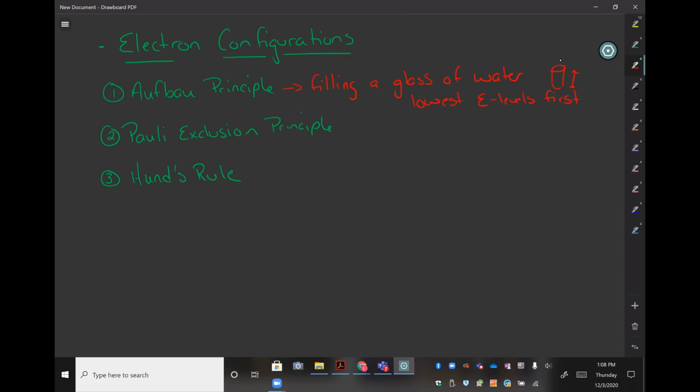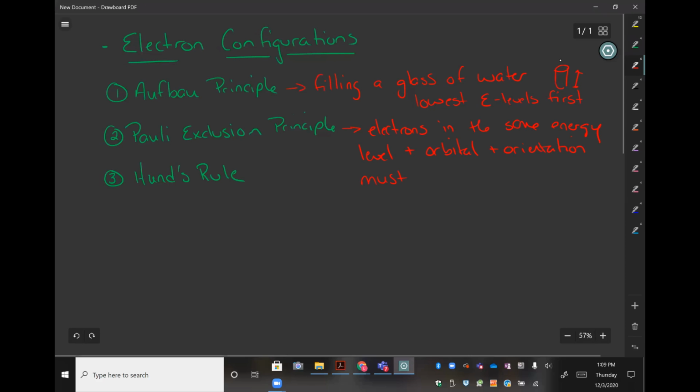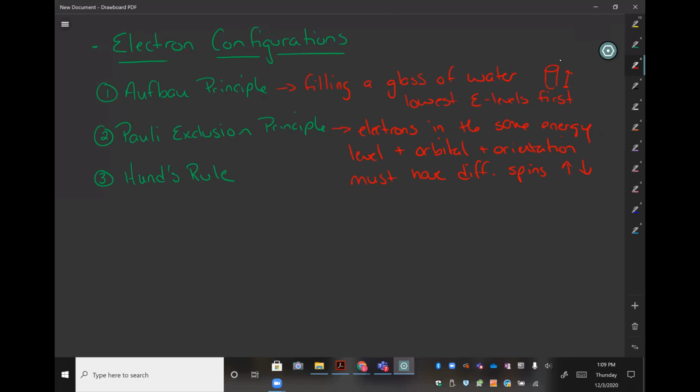All right. The Pauli exclusion principle simply says that no two electrons can have the same four quantum numbers, which means that electrons in the same energy level and orbital and orientation must have opposite spins. More specifically, one up and one down. Now, we went into more in-depth notes when we talked about the principal quantum number, the angular momentum quantum number, the magnetic quantum number, and the spin quantum number. But this simply is this. We're just reviewing these notes pretty quickly and going from there.